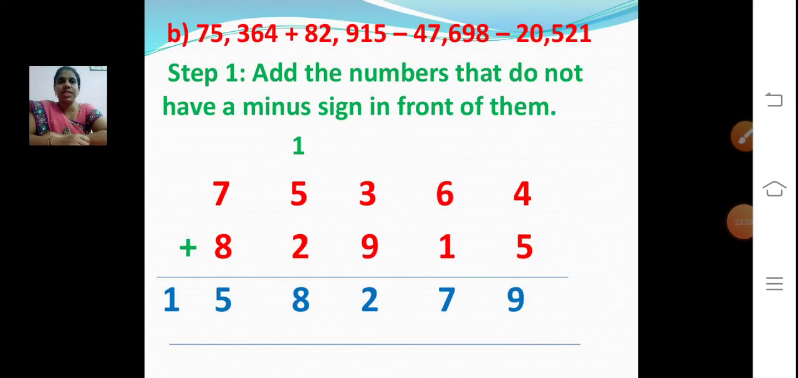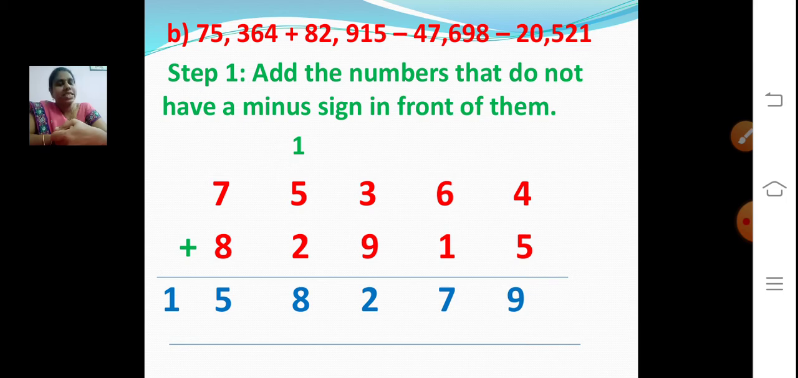So next, one more sum, B. 75,364, 82,915, 47,698, 20,521. Same here, we have 2 addition and we have 2 minus sign in front, right? So in that case, what do we have to do?